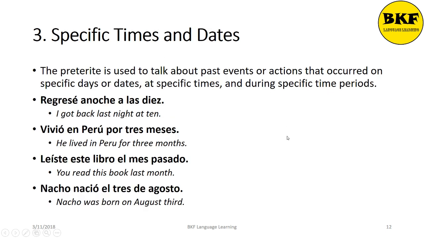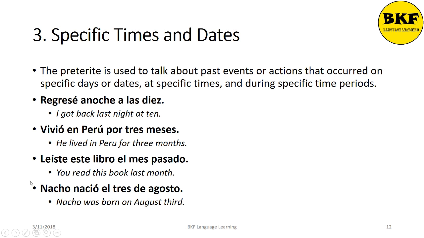For specific times and dates, the preterite is used to talk about past events or actions that occurred on specific days or dates, at specific times, and during specific time periods. So, for example, if I want to say I got back last night at 10, I would say regresé anoche a las 10. At 10 is a las 10, last night is anoche, I got back is regresé. If I want to say he lived in Peru for 3 months, I would say vivió en Perú por 3 meses. 3 months is 3 meses, por is for, Peru remains the same. He lived in would be vivió en.